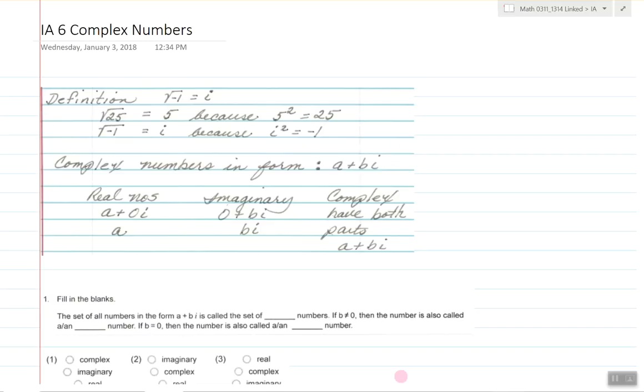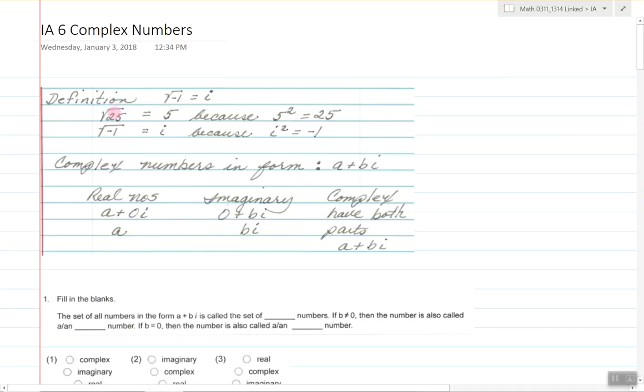I started out this lesson with a definition. The definition says the square root of -1 is i. This is a number. I know that it comes from our alphabet. Nevertheless, it is a number, just like pi comes from the Greek alphabet, but it represents a number. So let's talk about what it means.